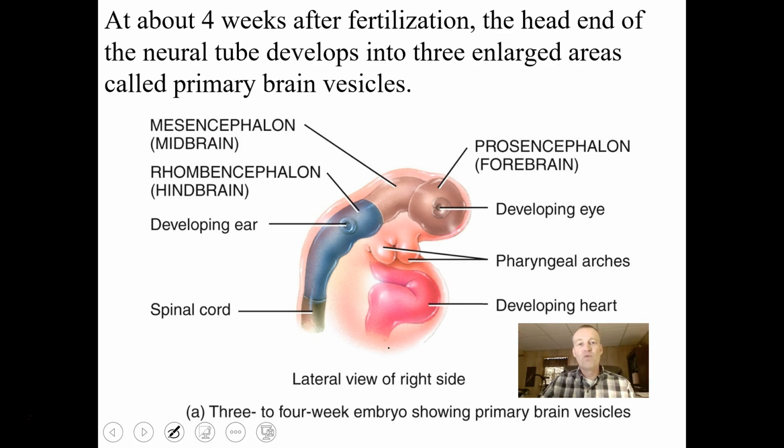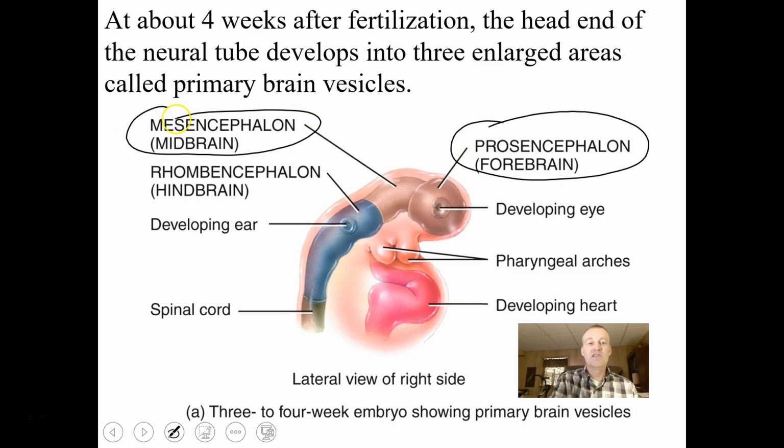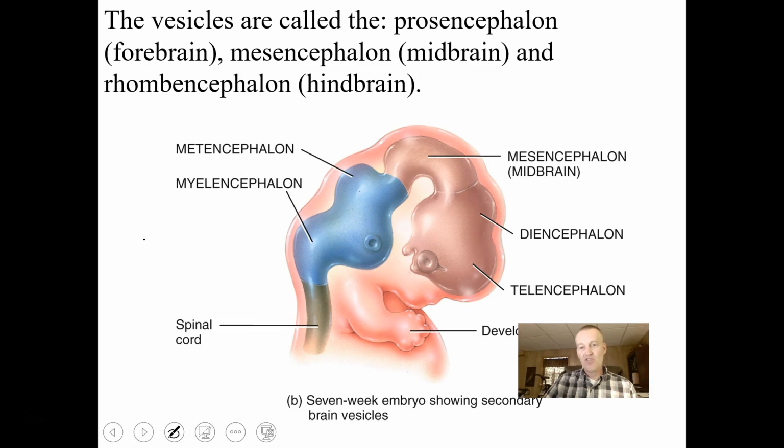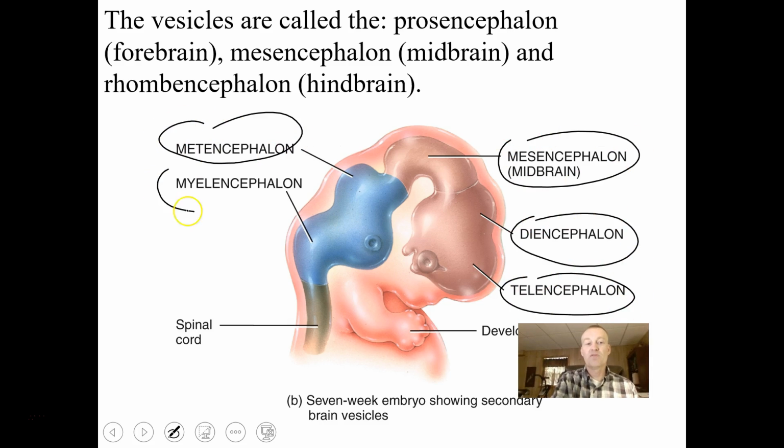At about 4 weeks after fertilization, the head end of the neural tube develops into 3 enlarged areas called the primary brain vesicles. So we have the prosencephalon, or the forebrain, the mesencephalon, or the midbrain, and the rhombencephalon, or the hindbrain. And these are going to form things like the cerebral cortex, the midbrain, and then things like the pons and the medulla. So you can see these vesicles are going to be folding, and they fold and make different sections of the brain. So you can see the different parts of the brain are beginning to form.